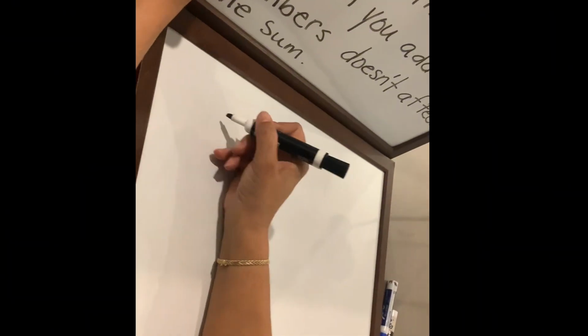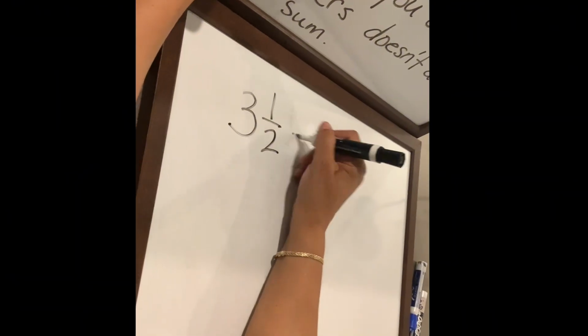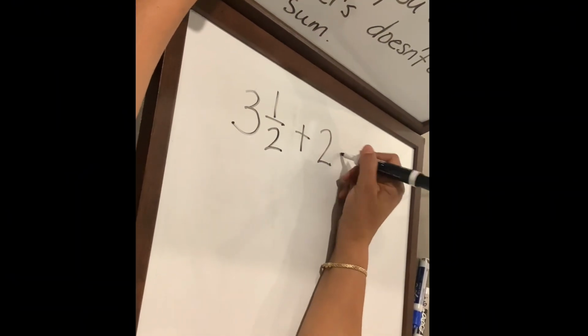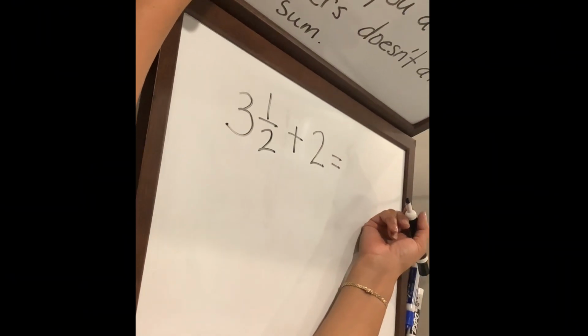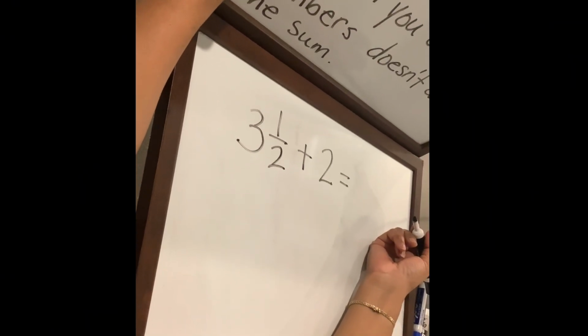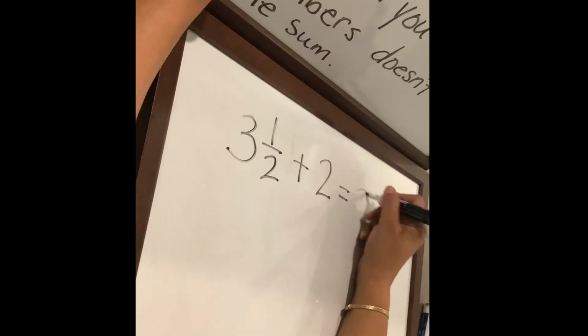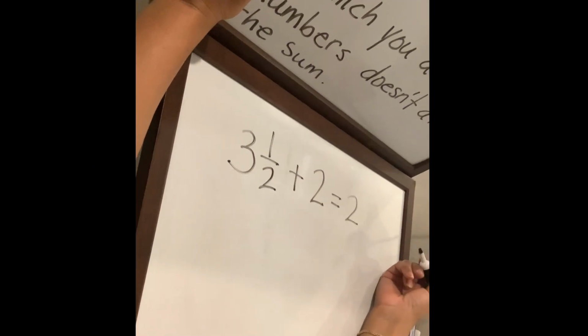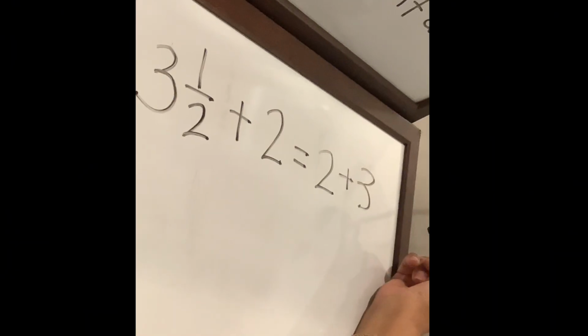Let's do this one. What is 3.5 plus 2 when we look at the commutative property of addition? What else would this look like? 3.5 plus 2 is equal to 2 plus 3 and a half.